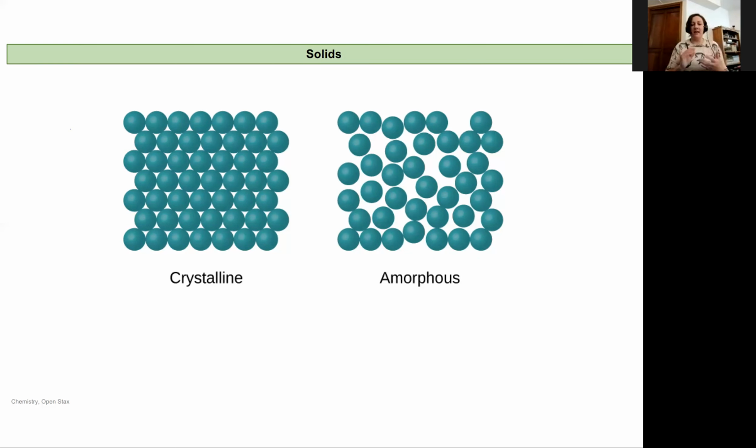An individual atom may have more or less immediate contacts with other atoms compared to a different atom in the substance. And so it isn't as uniform. And this part of our class is going to focus on crystalline structures.